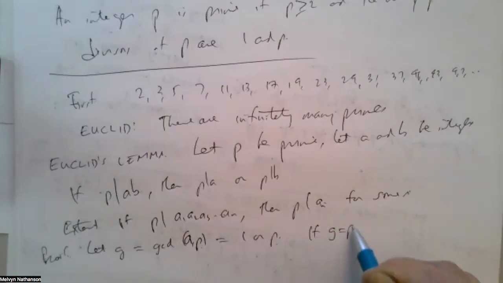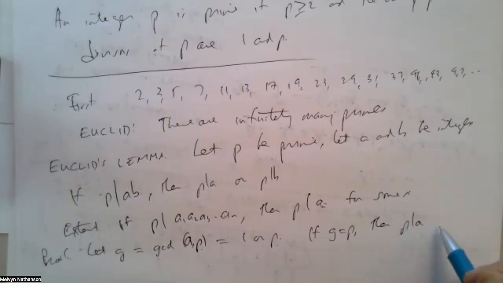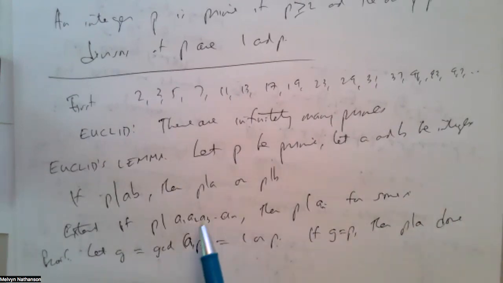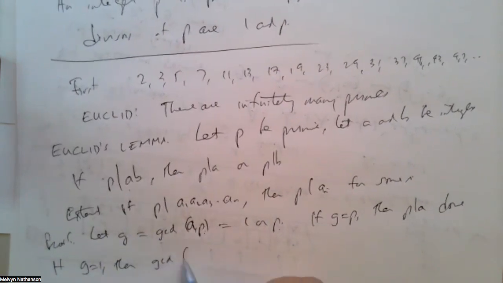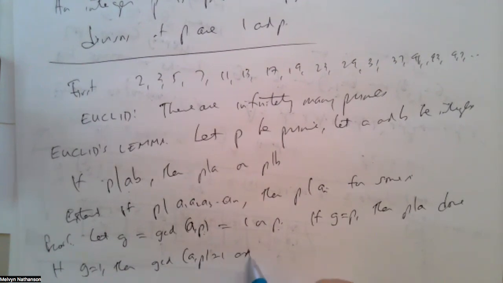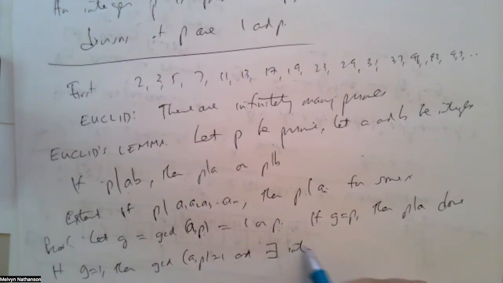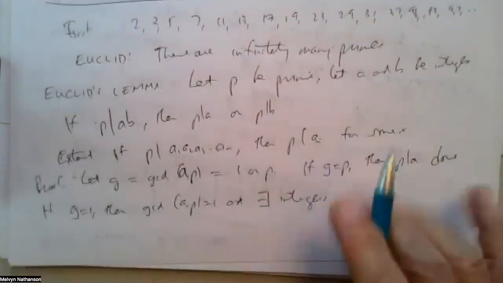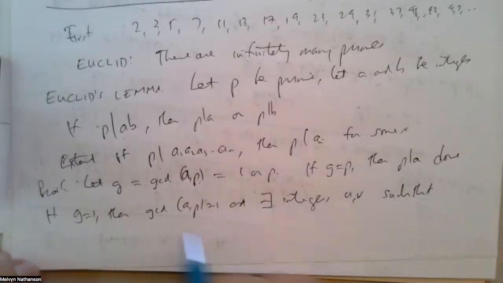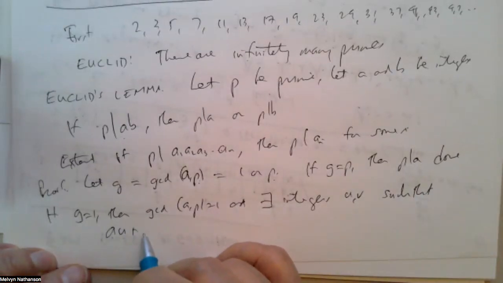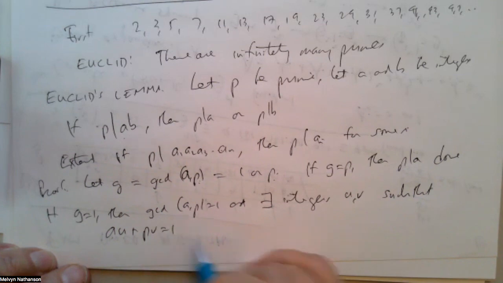So if G equals P, then P divides A, and we're done. Because we want to show that if P divides AB, it divides A or B, and if P divides A, we're done. But if not, if G equals 1, that means the GCD of A and P is 1, and there exist integers U and V such that AU plus PV equals 1.